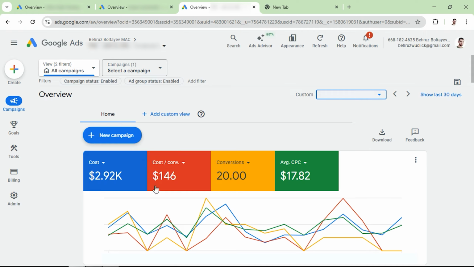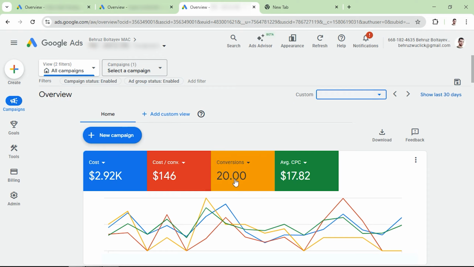And the number of conversions is 20, and their average CPC is high, as you can see, $17.82. In this specific industry, the average CPC sometimes can go to $40, $50, and I've also seen the average CPC around $80 as well. This is a high ticket industry, and from one service, they can get revenues, let's say at least $500, if not more than $1,000. And they've spent this much amount of money in around, I would say, 15, 16 days.